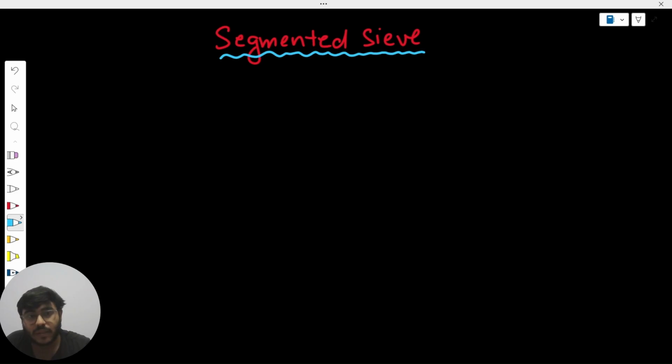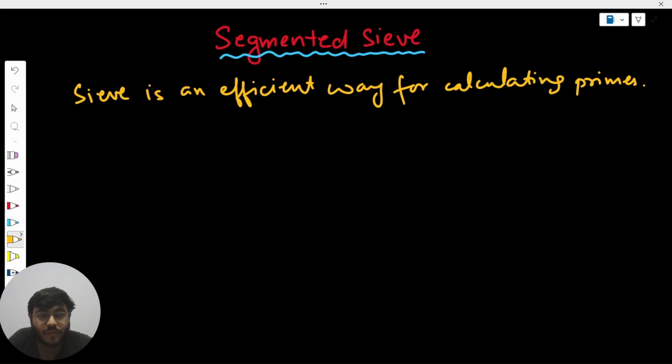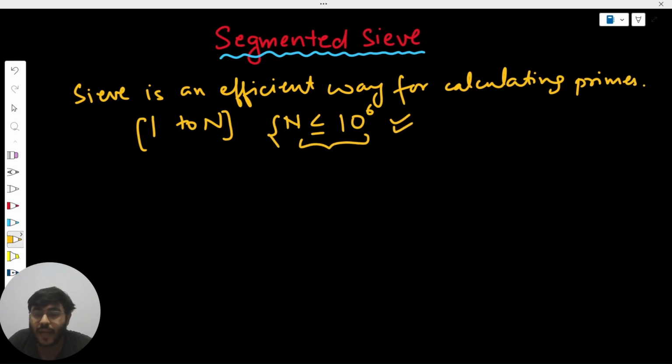First of all, what we have covered till now is what a sieve is. Sieve is an efficient way of calculating primes. And what was the range in which this algorithm was working? Let's say we want to find all the prime numbers from 1 to n. We could employ this algorithm, and typically the value of n can go up to 10 to the power of 6. Up till this point, your algorithm will work fine and very efficiently.